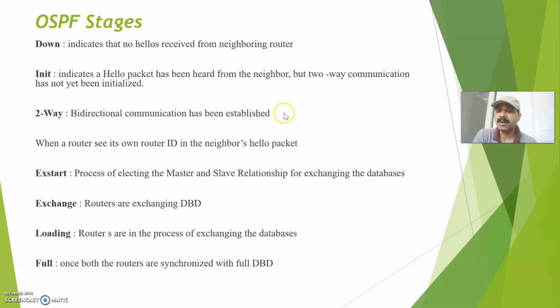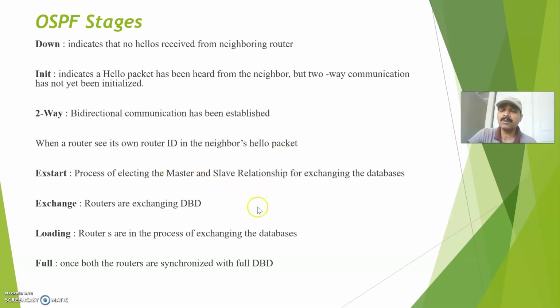That means when R1 sees its own router ID in the neighbor hello packet received from R2, bidirectional communication has been established between R1 and R2. So that is the two-way stage. Then it will be in the process of electing the master and slave relationship.